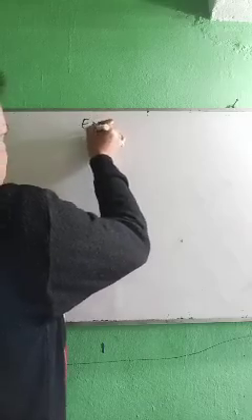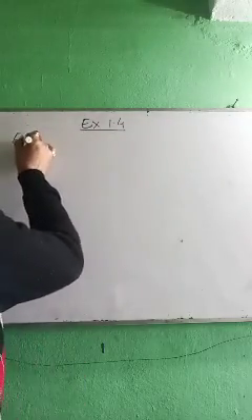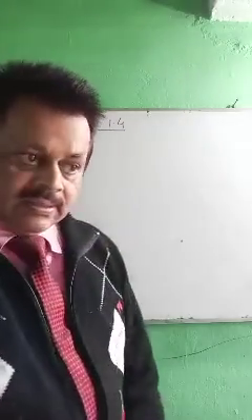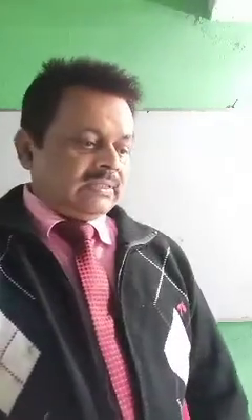So somebody has asked a question, exercise 1.4, question number 11. So what is that? It's given to us. What is given to us?